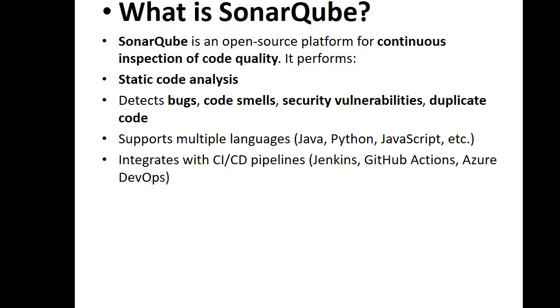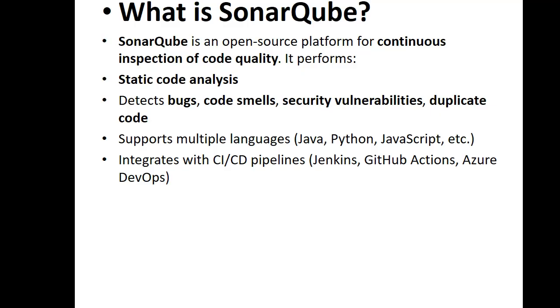Now let's discuss what is meant by code smells. A code smell is a surface indication that usually corresponds to a deeper problem in the system. It does not necessarily break the code, but it makes it harder to read, maintain, or extend. For example, in Java code, we write long methods, large classes, duplicate code, etc. These come under code smells.